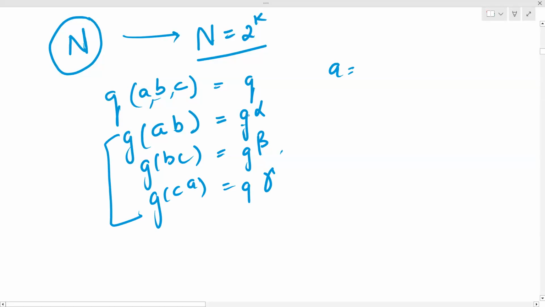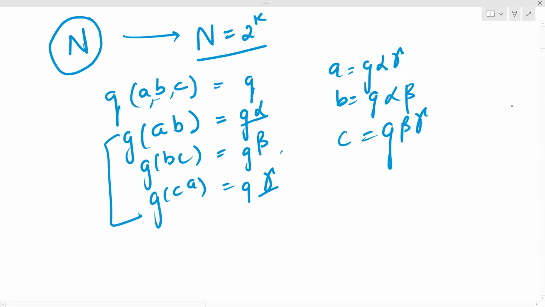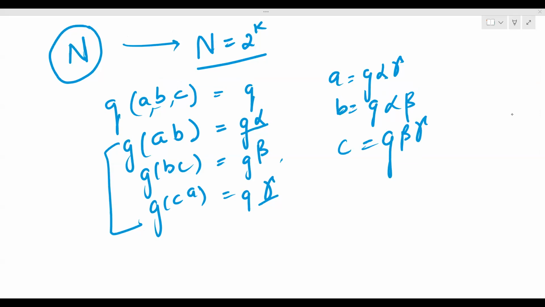It is having factors G, alpha, and it is also having gamma. So G, alpha, gamma. What is B? G, beta, alpha. Alpha, beta, let's write it like this. And what is C? G, beta, gamma, right? Up till this point, is it clear to everyone? I'm just trying to break them.